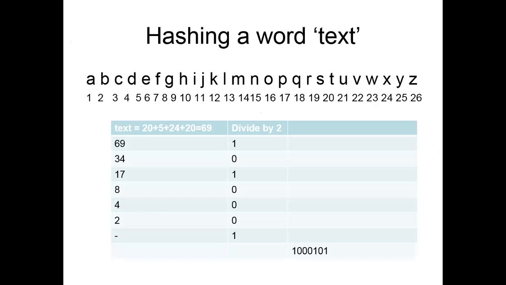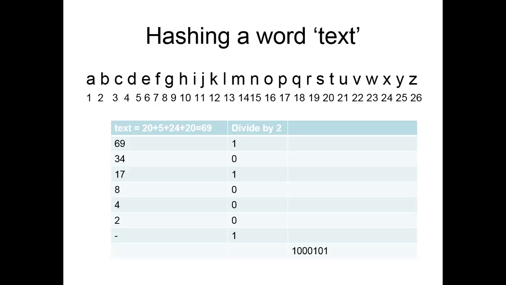So when we take text, add the position of T plus E plus X plus T. The position of T is 20th. The position of E is 5th. And the position of X is 24th. Then again T is 20. So that means T 20 plus E 5 plus X 24 plus 20 gives us 69. Now convert it into binary form. That means divide it by 2.